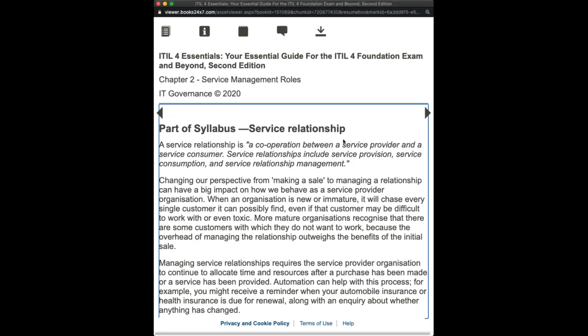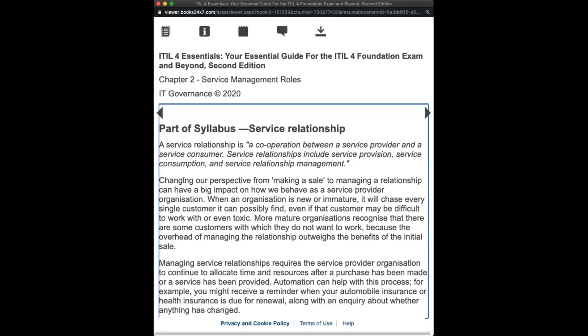So relationship, it's a cooperation between the service provider and the service consumer, right? Service relationships include service provision, provision meaning it's providing as well, right? You make it available, right? You provision that service and someone would consume that service, meaning use that service. And again, the management of service relationship.